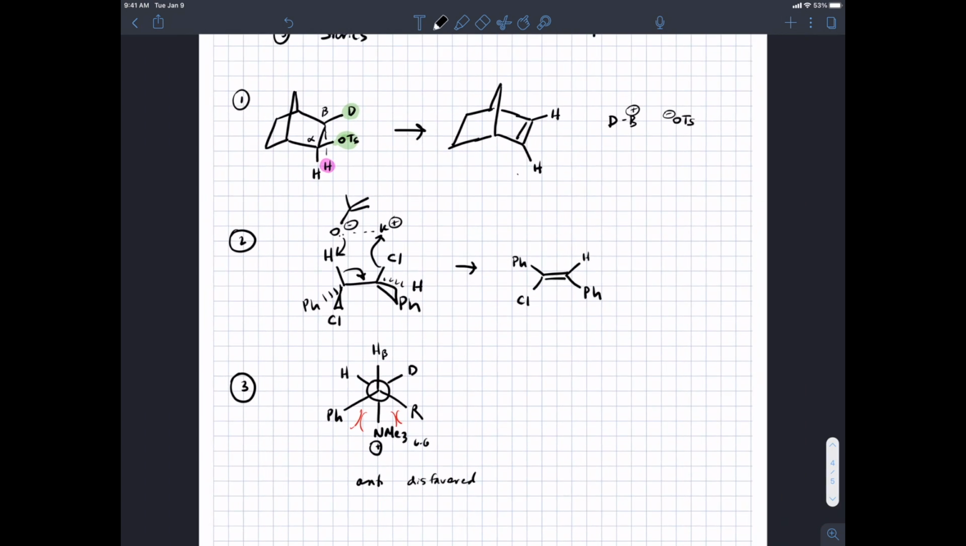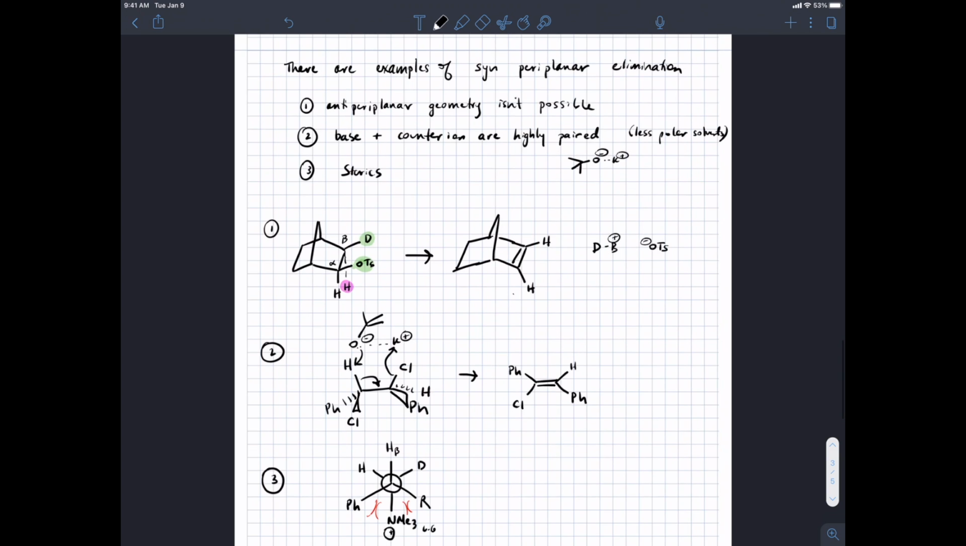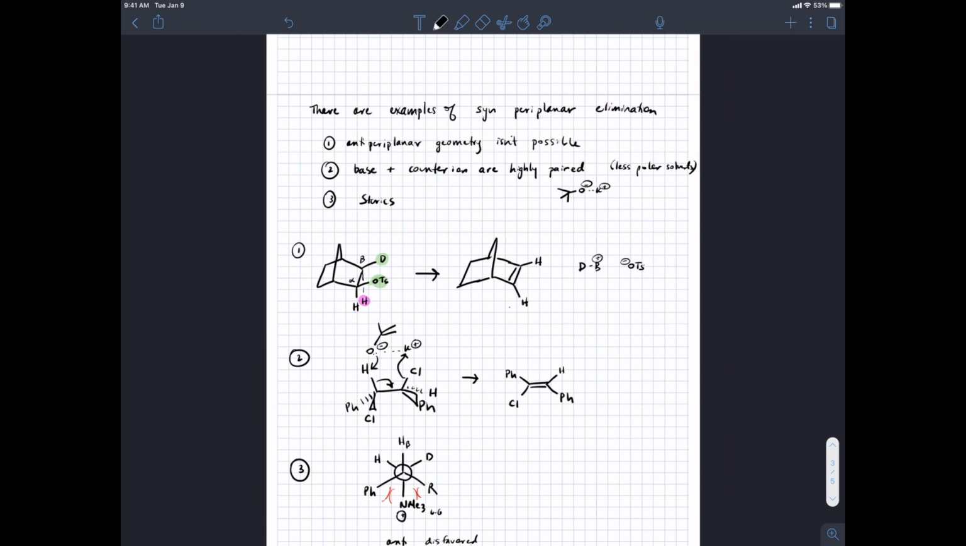Okay, so I don't see myself ever asking you to predict when syn elimination would occur, but I could see myself asking you to rationalize it after the fact. Why might it have occurred here instead of other situations? Okay, so there's more to say, but I think that sort of has to be it. I'm going to pause for any questions you want to ask on this stuff or anything else.